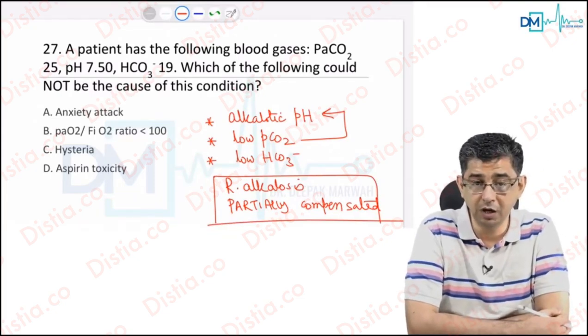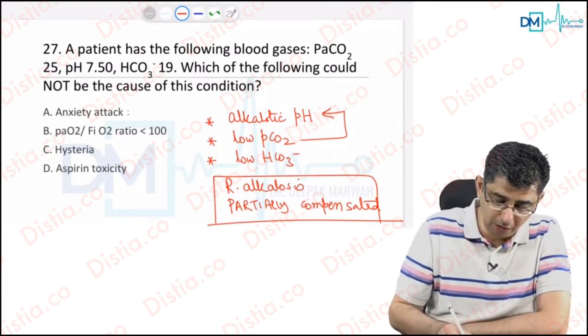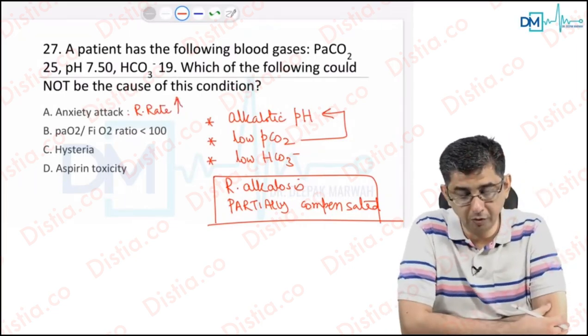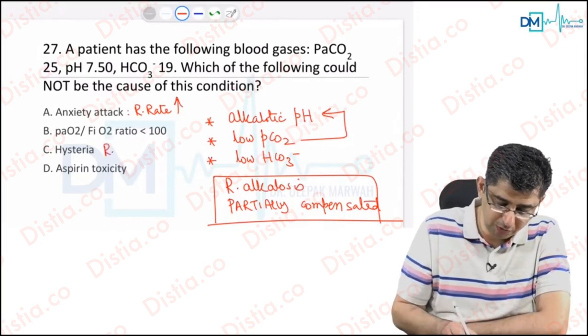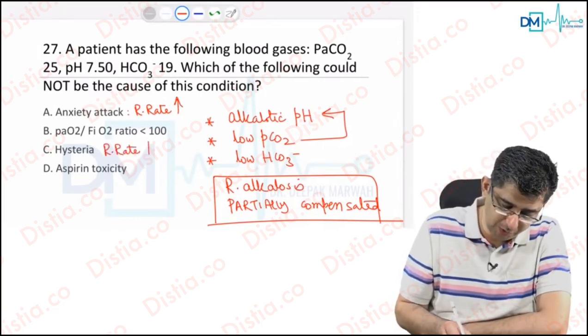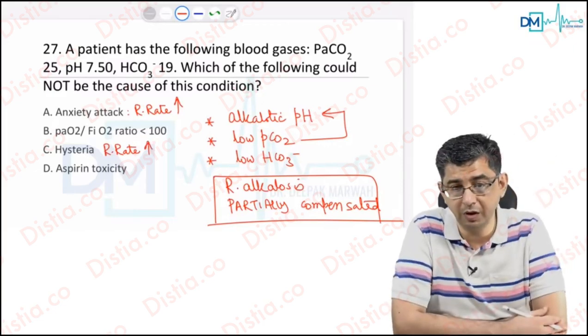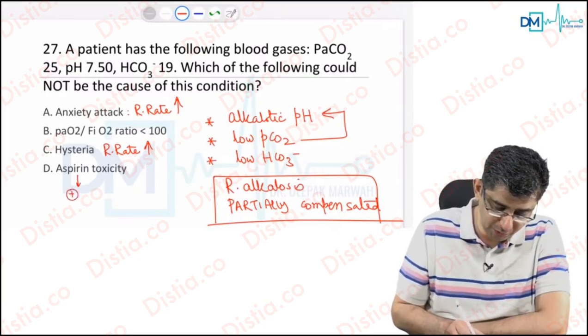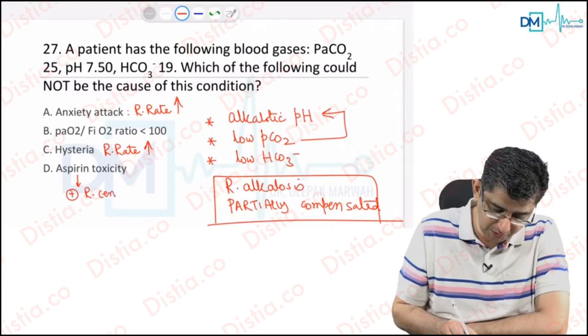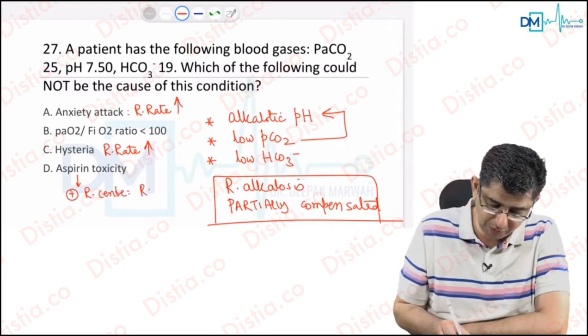So anxiety will cause hyperventilation and will contribute to loss of carbon dioxide from the body, and therefore there would be respiratory alkalosis. Hysteria will also have increase of respiratory rate, so there will be carbon dioxide washout from the body causing respiratory alkalosis. Aspirin toxicity will stimulate the respiratory center of this patient and increase the respiratory rate of this particular patient.